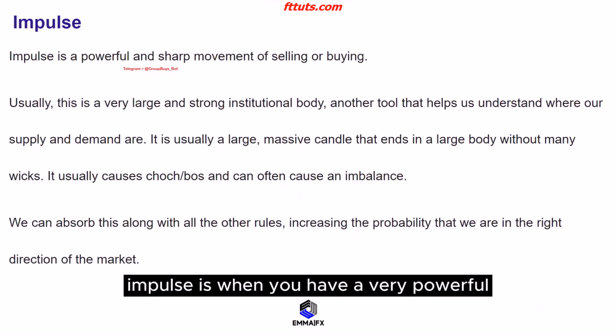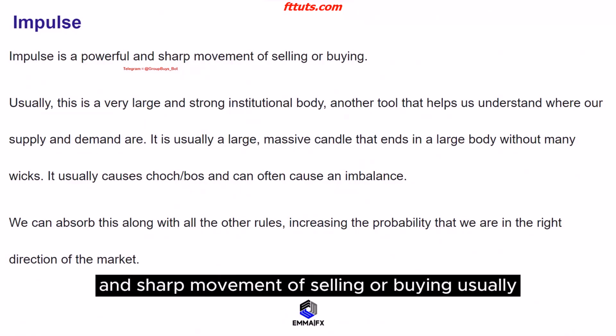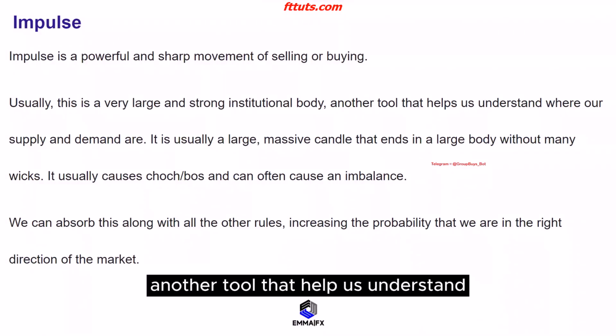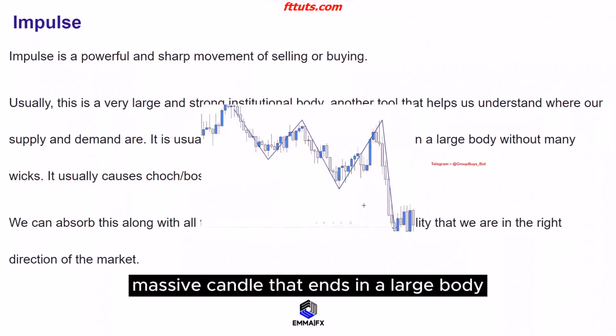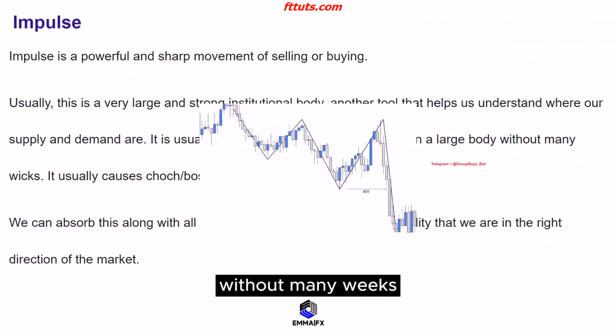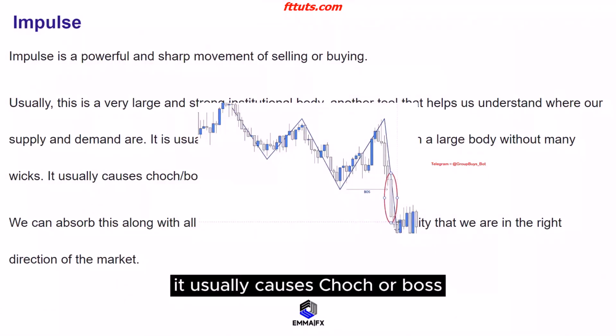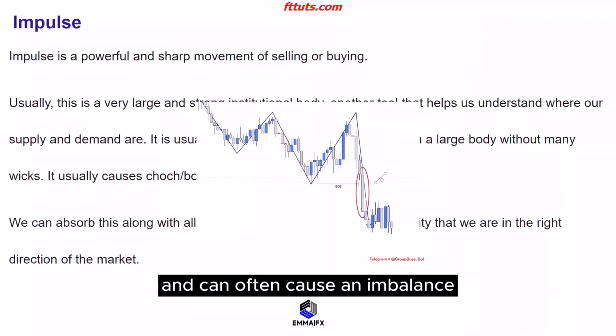Impulse is when you have a very powerful and sharp movement of selling or buying. Usually this is a very large and strong institutional body, another tool that helps us understand where our supply and demand are. It is usually a large massive candle that ends in a large body without many wicks. It usually causes a choch or BOS and can often cause an imbalance.